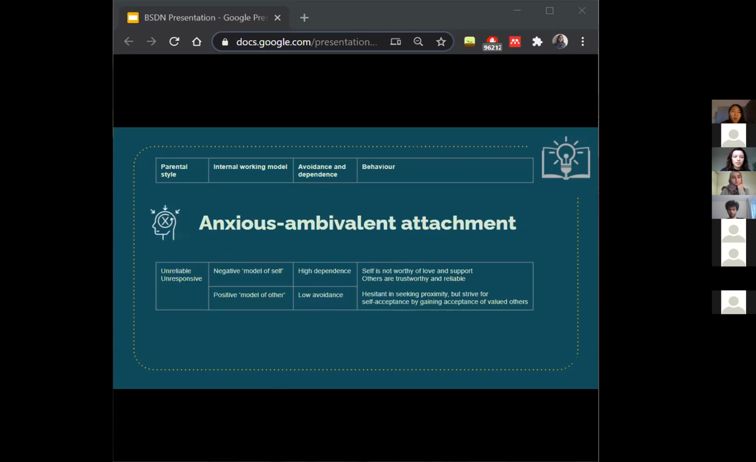Then the third style is the anxious ambivalent attachment. Again, also named anxious, but in this case, the primary caregiver is considered to be unreliable and unresponsive towards the child. The style leads to a negative model of self and a positive model of other, and that results in high dependence and low avoidance. This results in behavior that is hesitant in seeking proximity, but to protect against disappointment, these anxious ambivalent attached people do try to get accepted by others in a way to lift their own self-acceptance.